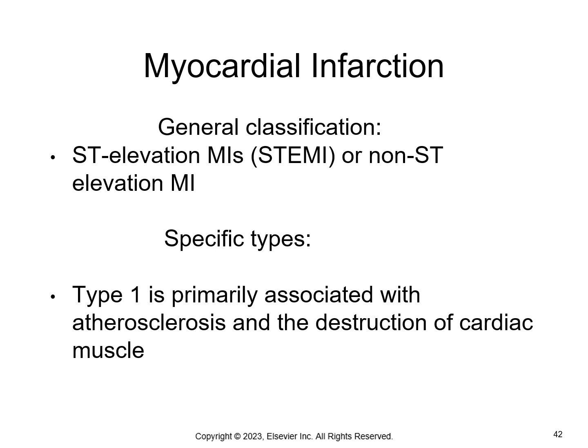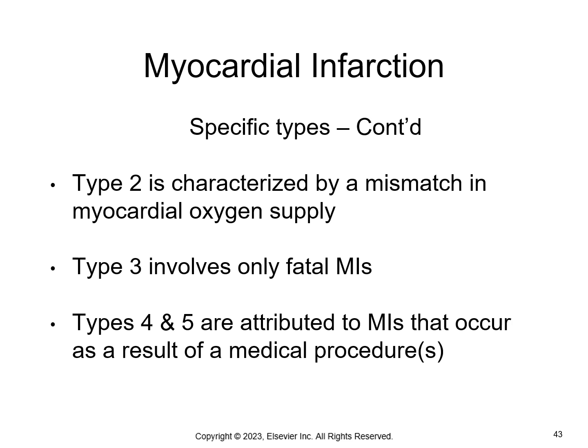I would know this. Okay, know this. MIs are generally classified as ST elevation or non-ST elevation based on specific characteristics of the EKG. They're then further divided into 5 different types. So know these types. Type 1, primarily associated with atherosclerosis, okay? The destruction of the cardiac muscle caused by blockage of these major arteries. Type 2 is characterized by a mismatch in myocardial oxygen supply and demand. That is not a direct result of a blockage. So the body is demanding this oxygen that's not available, okay? And it's putting this workload on the heart, all right? This increased workload. And this is what's causing the MI.